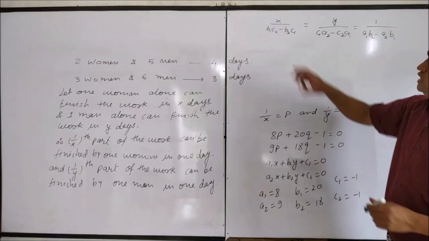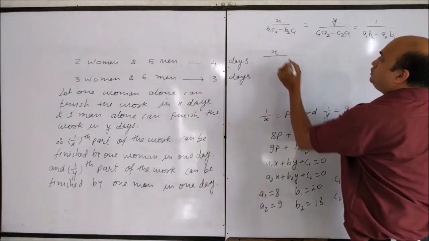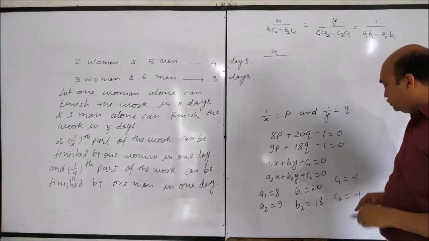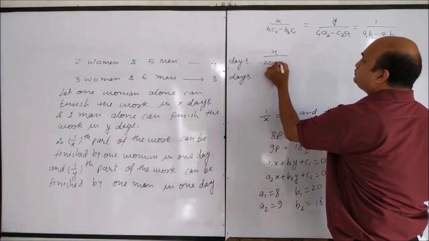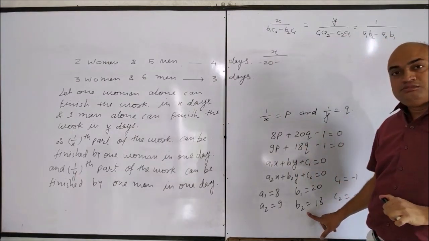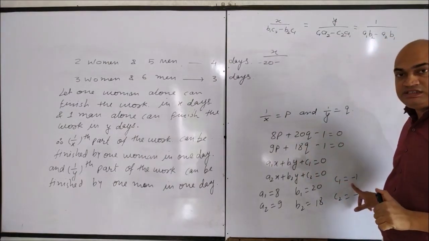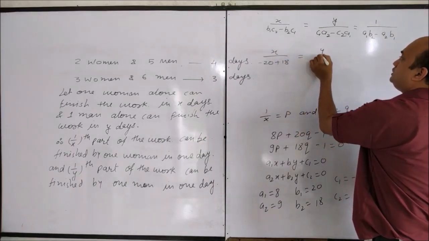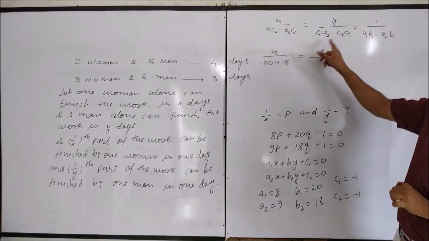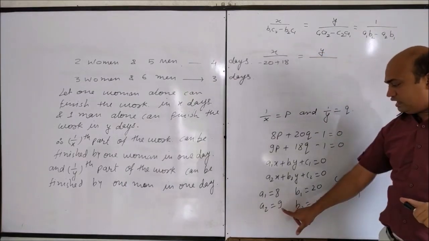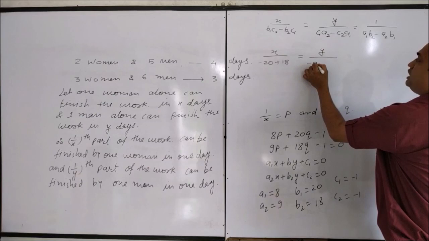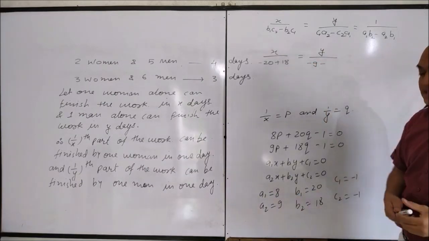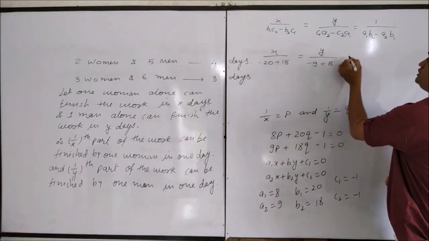We place these values here. It will be x upon b1 c2. b1 is 20, c2 is minus 1, so it will be minus 20. Minus b2 c1. b2 is 18, c1 is minus 1, so it is minus 18, that will be plus 18, is equal to y upon c1 a2. c1 is minus 1 and a2 is 9, so it is minus 9. Minus c2 a1, c2 is minus 1 and a1 is 8, so it will be plus 8.